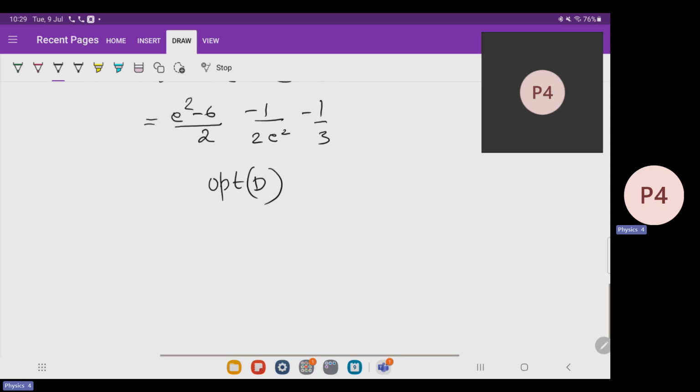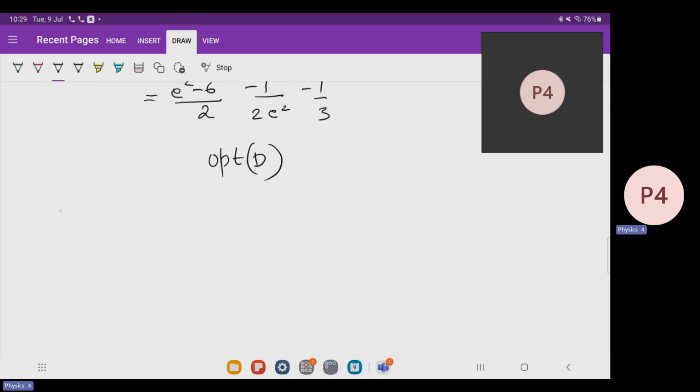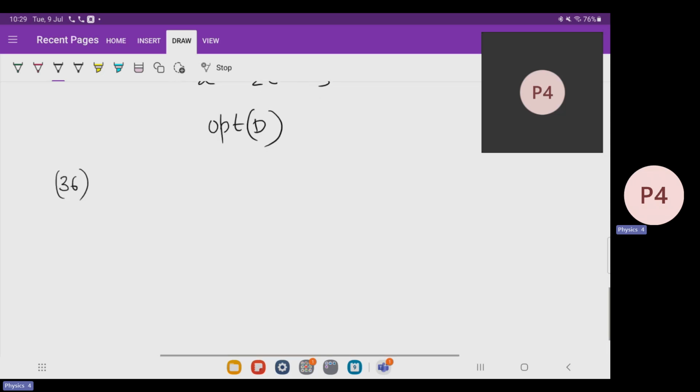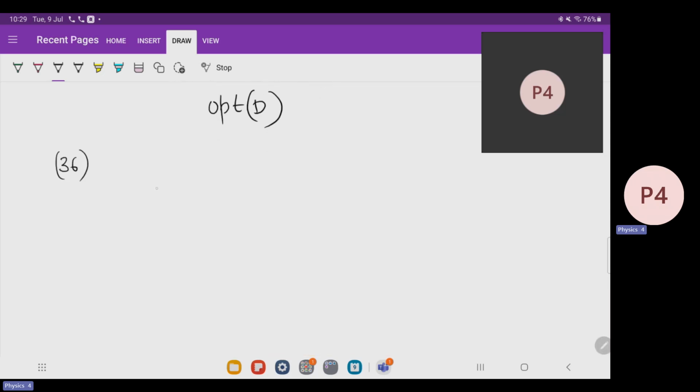Okay, this was question number 35. Coming to question number 36. The equation of line passing through 1, 1, 1 and perpendicular to the line of intersection of the planes.